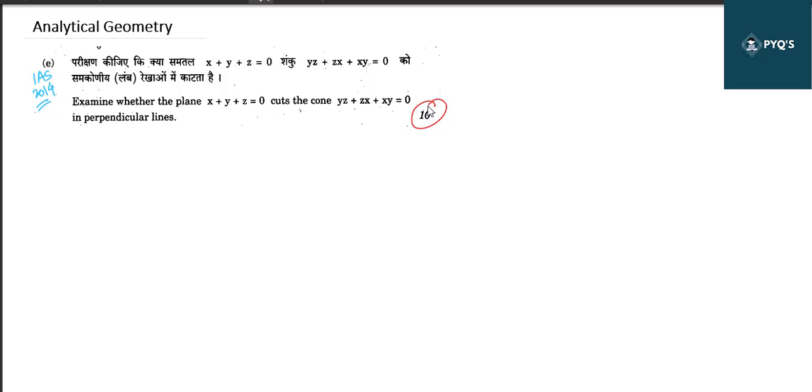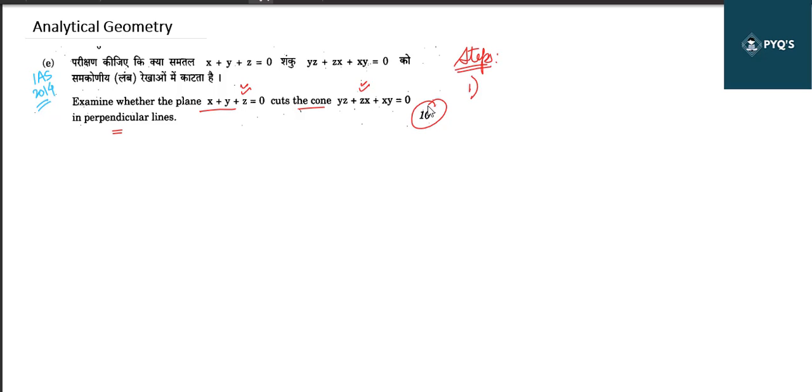Examine whether the plane x plus y plus z equals 0 cuts the cone yz plus zx plus xy equals 0 in perpendicular lines. तो सबसे पहले हमें एक प्लेन दिया हुआ है x plus y plus z equals 0 और हमें एक कोण दिया हुआ है. So first and foremost thing we can see, we'll write steps here first.